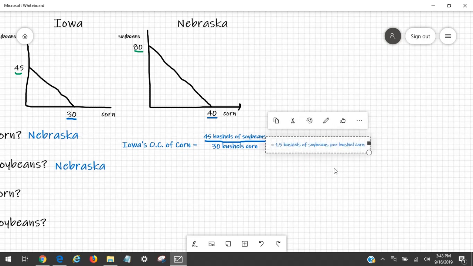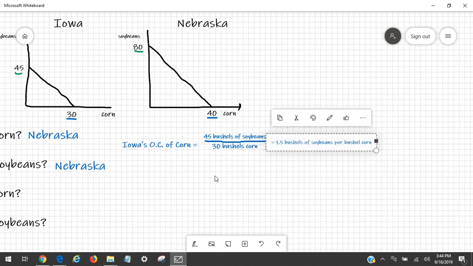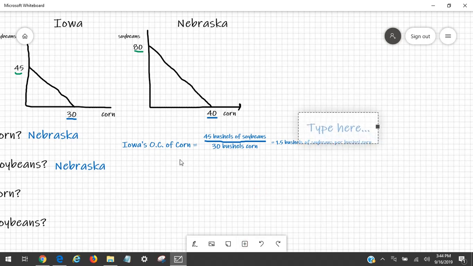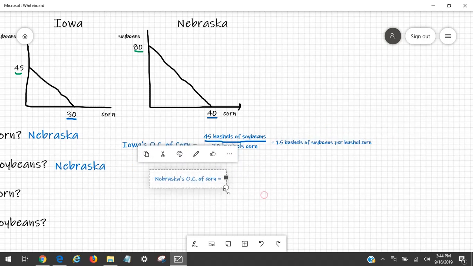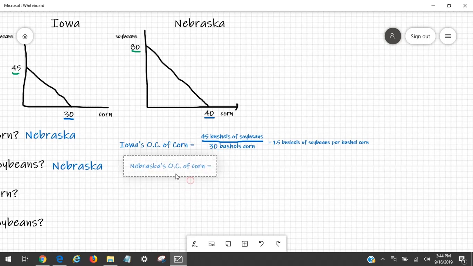Okay, so that's my opportunity cost for Iowa of corn, 1.5 bushels of soybeans per bushel of corn. Now I can do the same thing for Nebraska. If I want to find Nebraska's opportunity cost of corn, it's also going to be given in terms of bushels of soybeans, because in order to make corn, they're giving up soybeans. That's the trade-off they're facing.